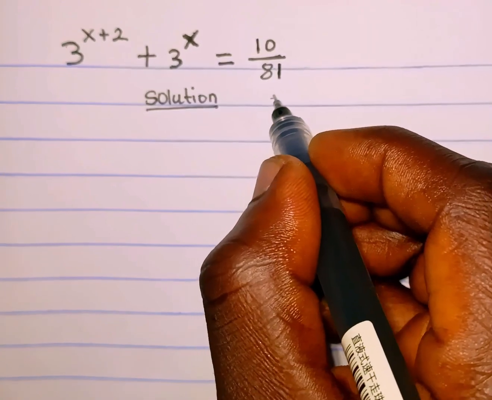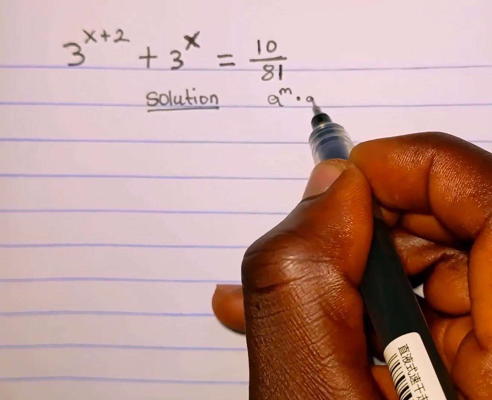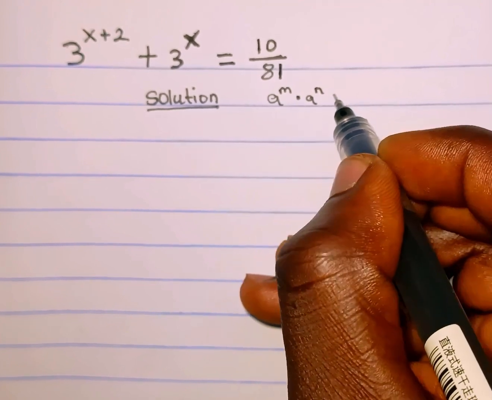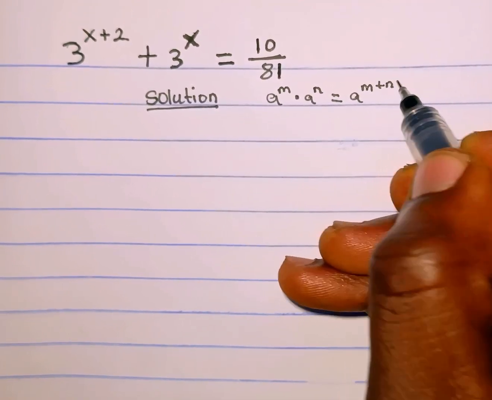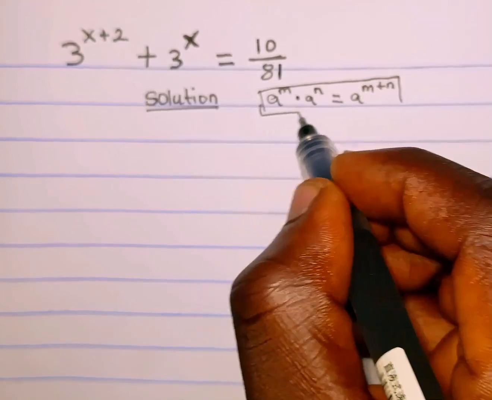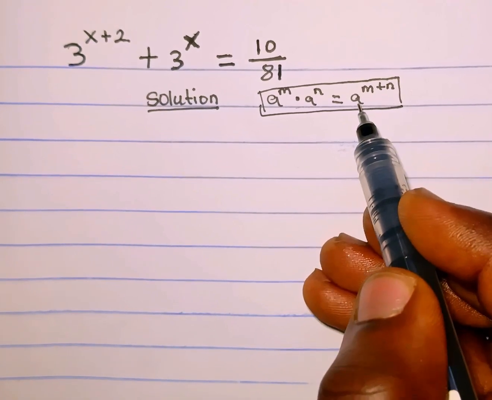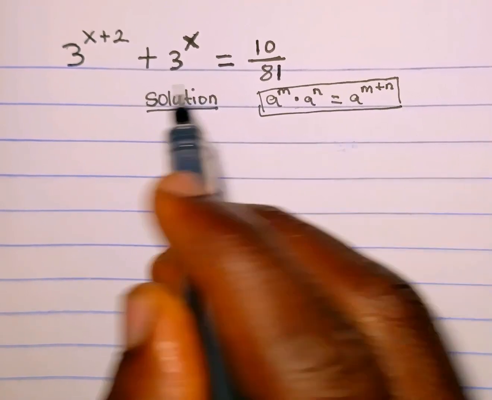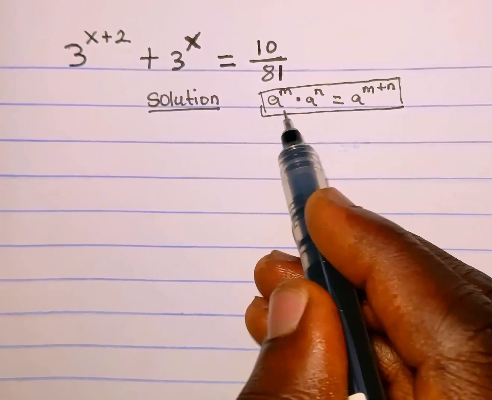Recall that when we have a raised to the power of m multiplied by a raised to the power of n, this is the same as a raised to the power of m plus n. So this is the multiplication property we are going to apply to the first term. As you can see, this first term is written in this form, a to the power of m plus n, 3 raised to the power of x plus 2. So we are going to transform it into this form.